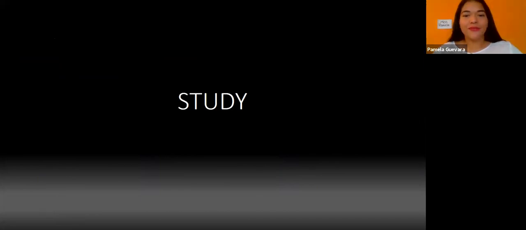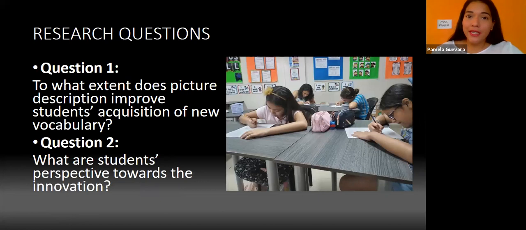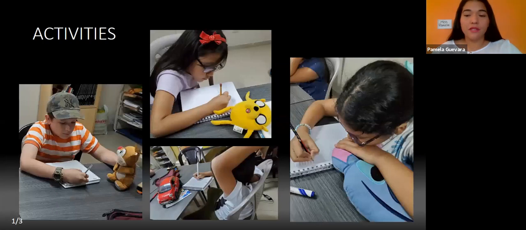Let's start with the study. Considering picture description and vocabulary acquisition, I wanted to know first, to what extent does picture description improve students' acquisition of new vocabulary? Number two, what are students' perspective towards the innovation? In the first question, let's bear in mind that we needed grades. And for the second question, we needed a survey to gather their perspectives.